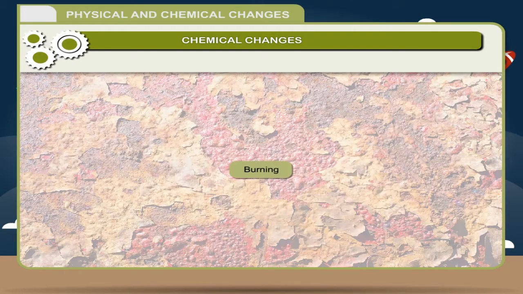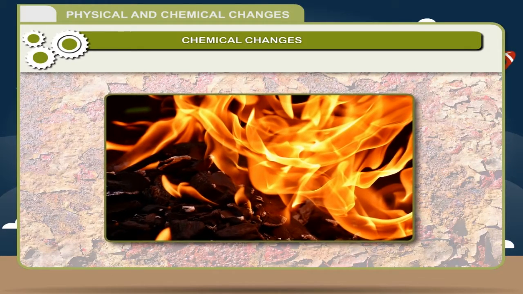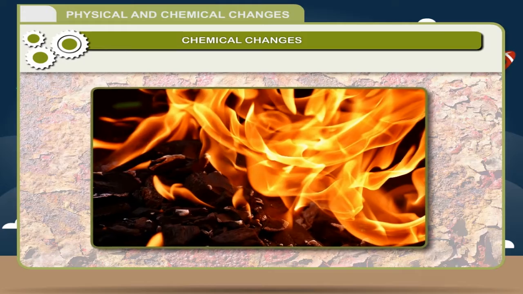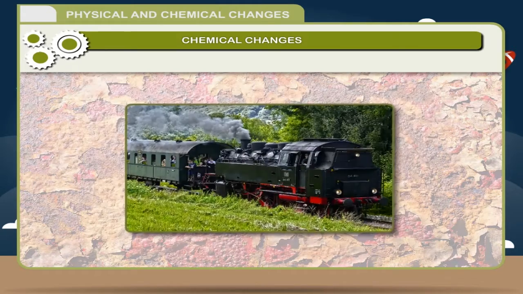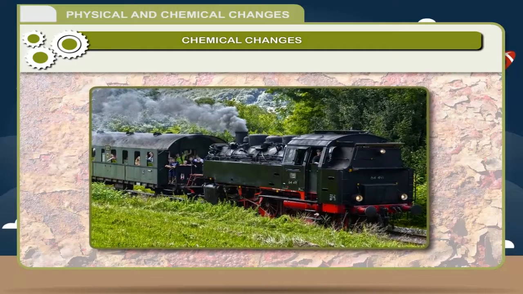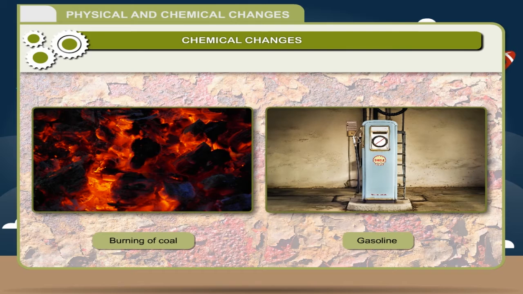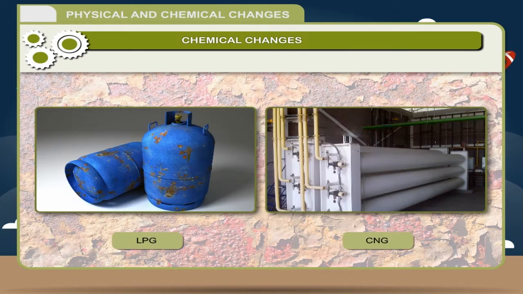Burning. Burning is a chemical process in which a fuel is burned to produce heat energy, which further utilized in various manners to do useful mechanical work. Burning of coal, gasoline, LPG, CNG, etc. produces heat energy, which further gets converted into useful mechanical work.